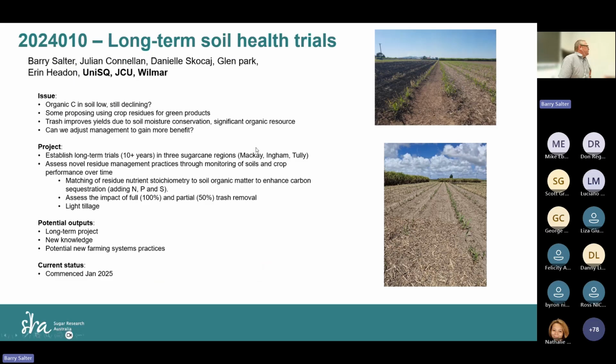And so that's led us to a new project where we're going to be, I guess, tinkering around with the management of trash. And so we're going to try a few new things, subtle changes, I suppose, not major changes. We're going to be adding nutrients to trash.